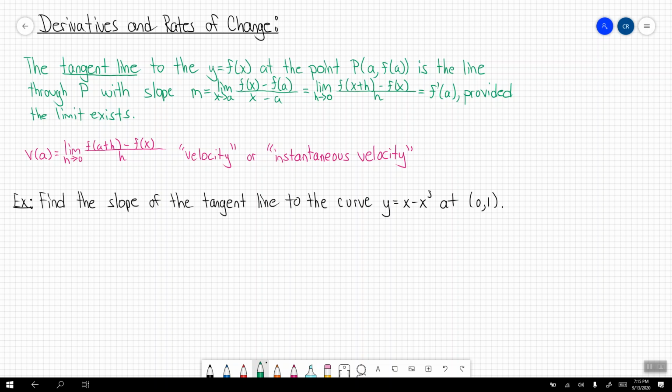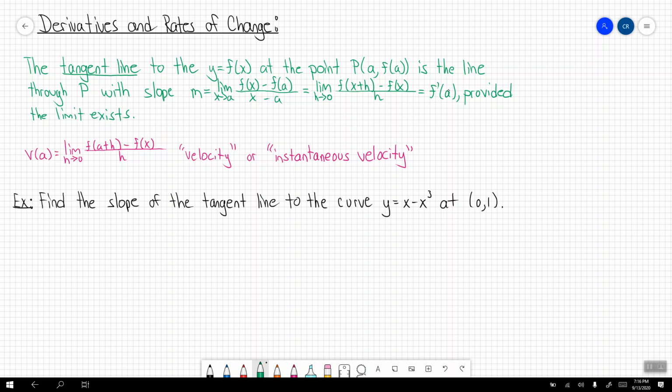Or equivalently, the limit as h is approaching 0 of f of x plus h minus f of x, all divided by h. This can also be called f prime at a.